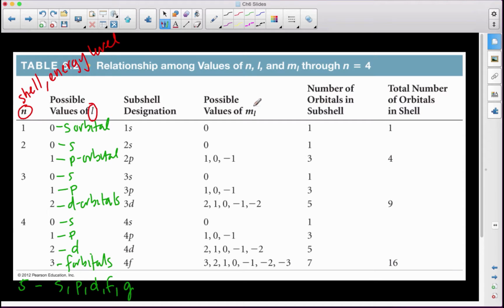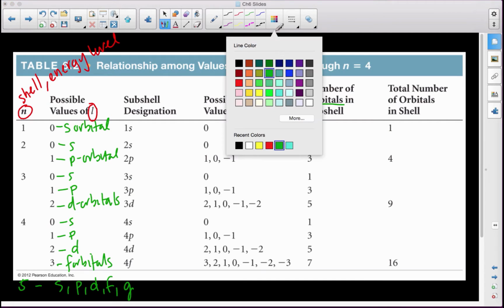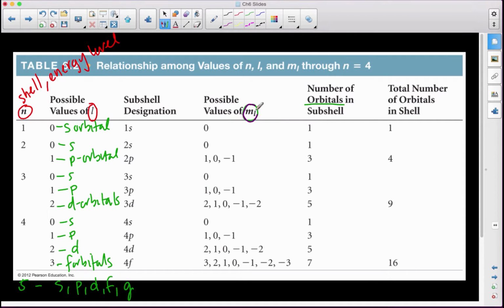Here we have m sub L, which corresponds to the actual number of orbitals. So m sub L corresponds to the actual number of orbitals. So if we look, if we have an s orbital, there is one orbital.